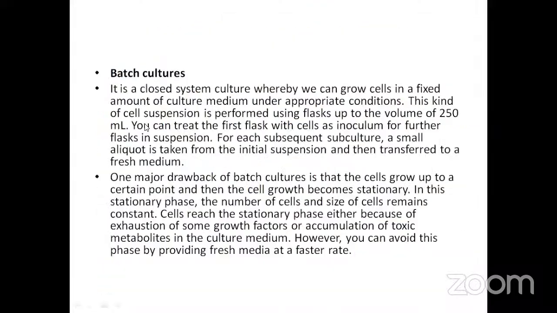And in batch culture, it is a closed system of culture whereby we can grow cells in a fixed amount. I already told you, a fixed amount of culture medium under appropriate conditions. For example, using a conical flask, a fixed amount of just 250 ml. You can treat this as the first flask where cells are inoculated, further flasks in suspension. For each subsequent subculture, a small aliquot is taken from the initial suspension and then transferred to fresh medium.